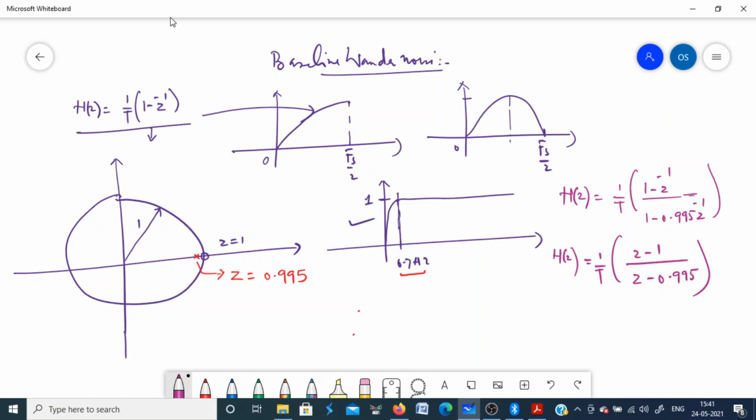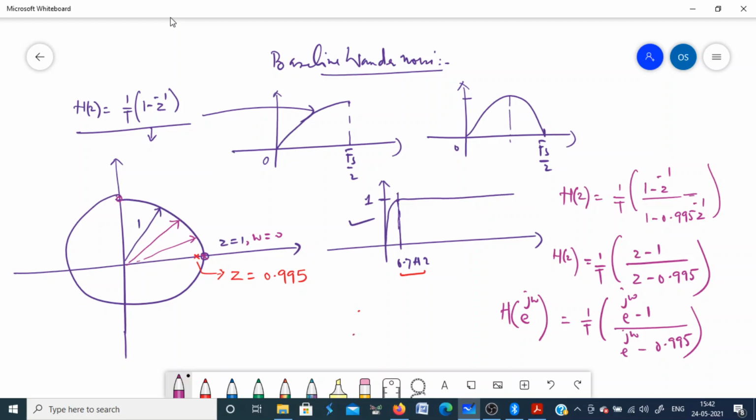Now if you evaluate its frequency response, that is, in place of z you replace it with e raised to power j omega and you find the magnitude. So it will be 1 by T, (e raised to power j omega minus 1) divided by (e raised to power j omega minus 0.995). So as the frequency changes, at this point your omega is 0. As this phasor rotates along this unit circle, your frequency will go on increasing.